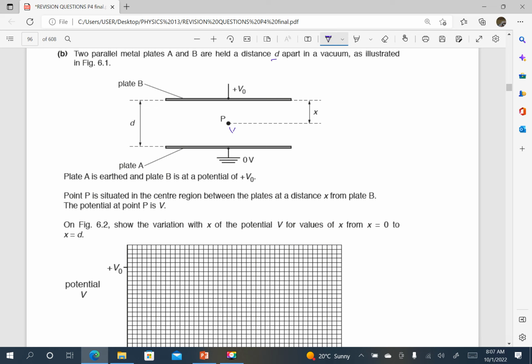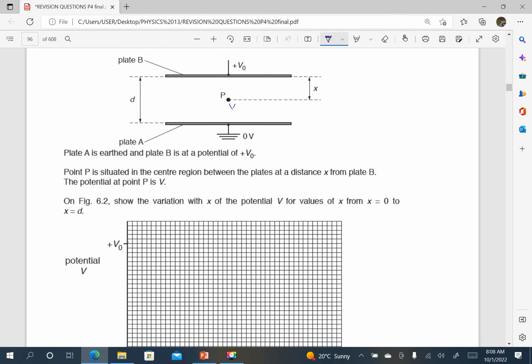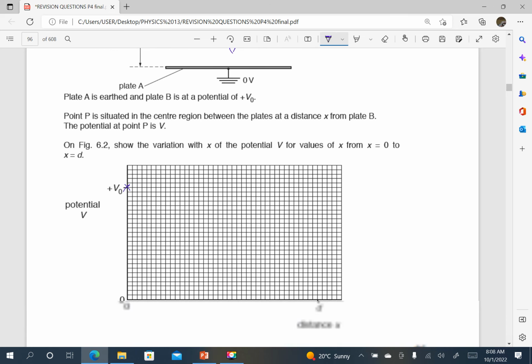On the figure, show the variation of the potential V with x for values of x from x equals 0 to x equals d. So when x is measured from the upper plate, when x is 0, V is going to be V naught. It means we shall be at the upper plate. So when x is 0, V should be V naught at the upper plate.